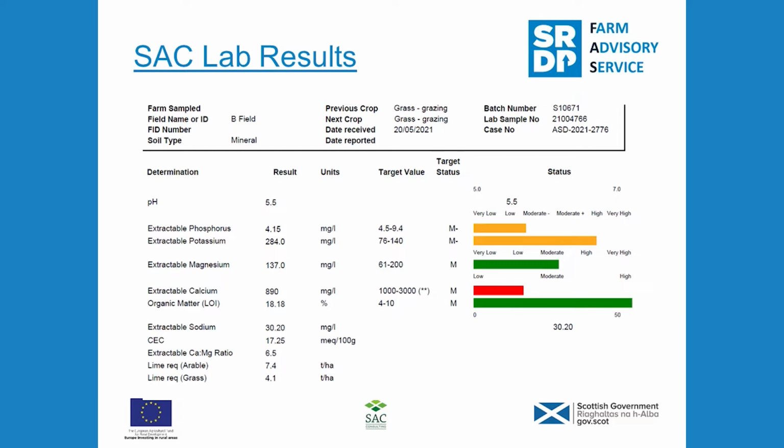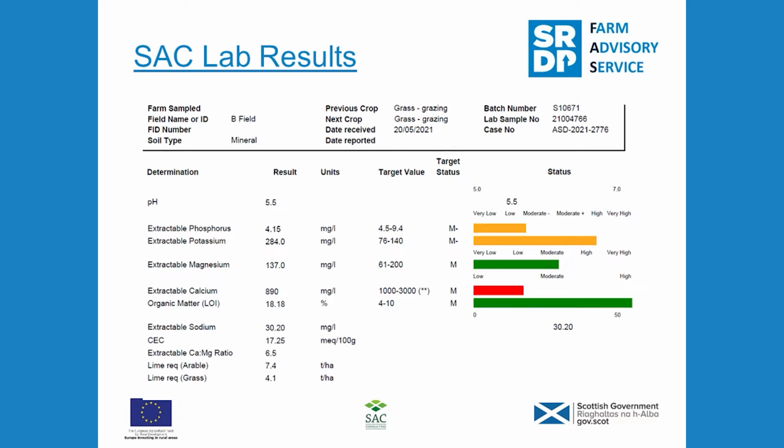Then we've got the target value, so that's the range of where we're looking for your result to sit in to be within the target status. And then we've got the target status. So for example, the first one there, phosphorus, the target status is moderate minus. And then your result is over to the far right under status.